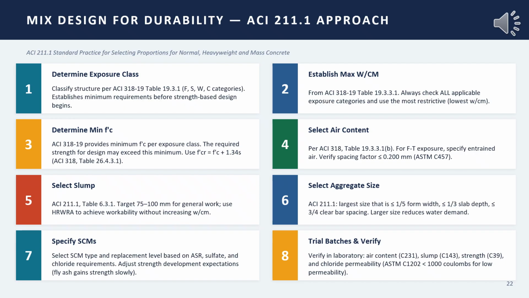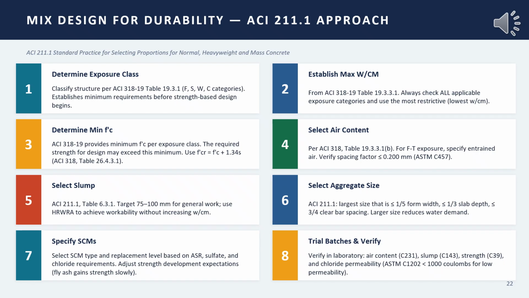Step 3, determine the minimum compressive strength. ACI 318 pairs its water cement limit with minimum strength class. However, the design strength for a structural purpose may be higher, and you must then also apply the standard over design margin from table 26.4.3.1.